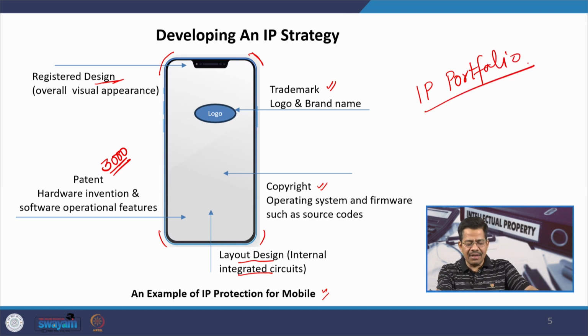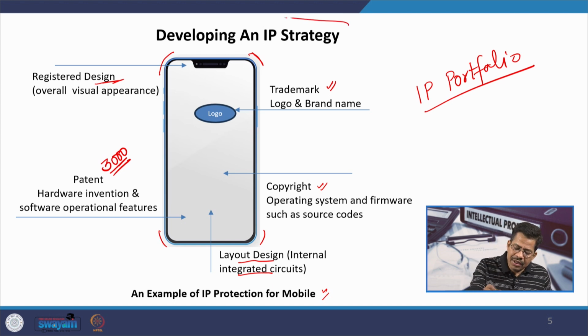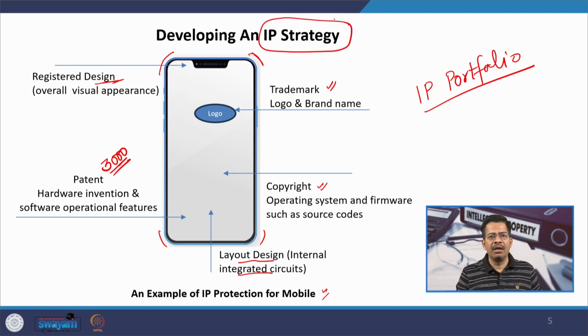Now, in this case, we have some very expensive mobiles which are status symbols also, and then we have mobiles which are not so expensive. Any common citizen can use those mobiles. Now, all these things are possible only because of effective IP strategy.